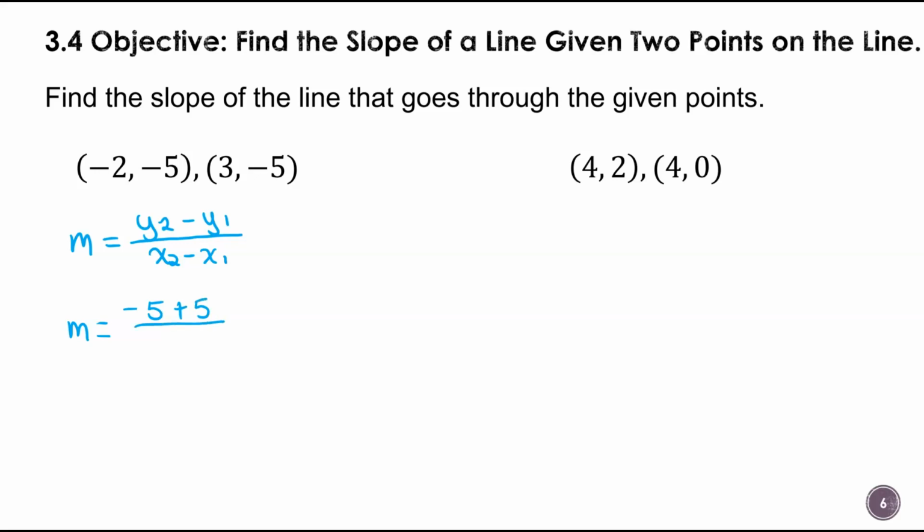And then 3 minus negative 2 would be plus 2, right? Minus a negative becomes positive. So this is 0 over 5. Now if you did this in the other order, all that would change is that your 5 would be a negative. The 5 would be the negative instead of the positive in your denominator. This is equal to 0.